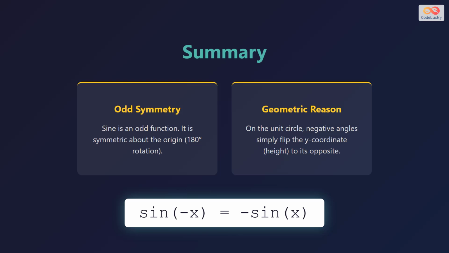In summary, sine is an odd function with symmetry about the origin. Geometrically, this happens because rotating downwards on the unit circle simply flips the vertical coordinate to its negative value.